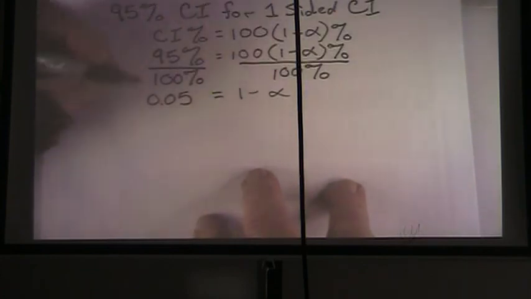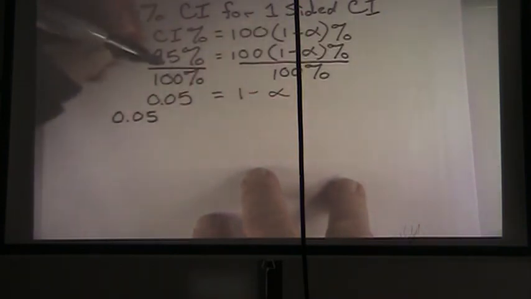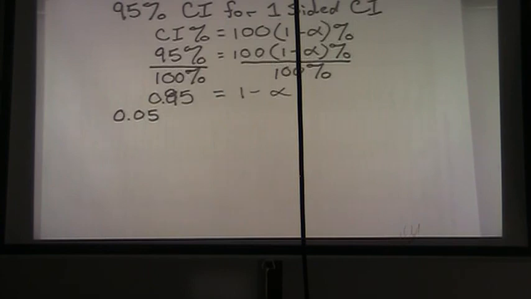Now I am going to subtract 1 from both sides. So 0.05, or excuse me, that should be 0. All right, once more under the breach, dear friends.